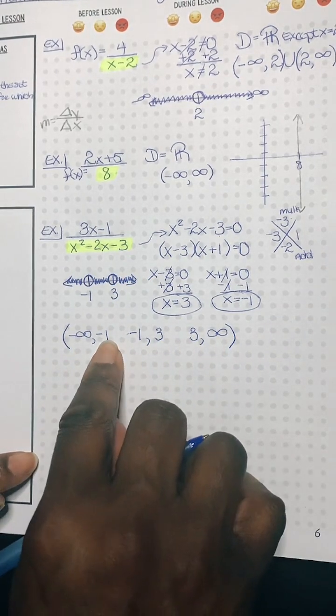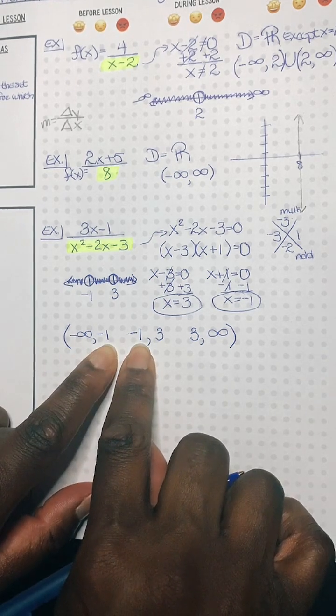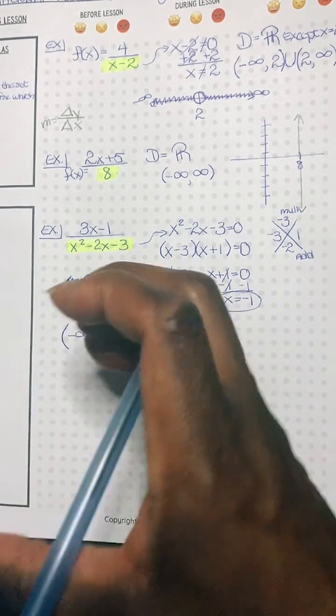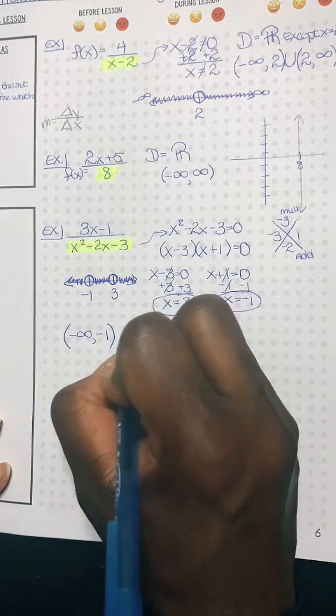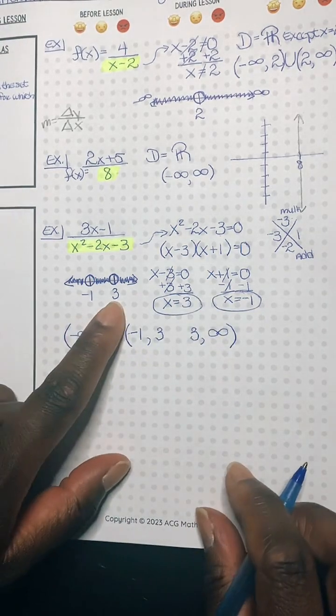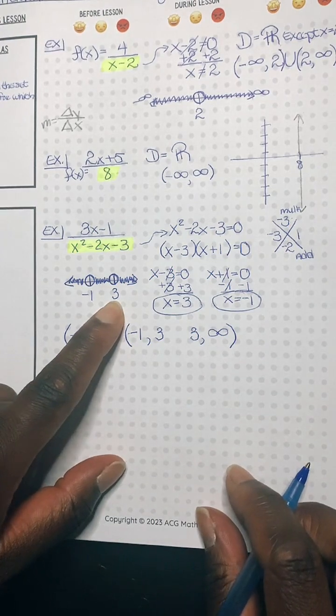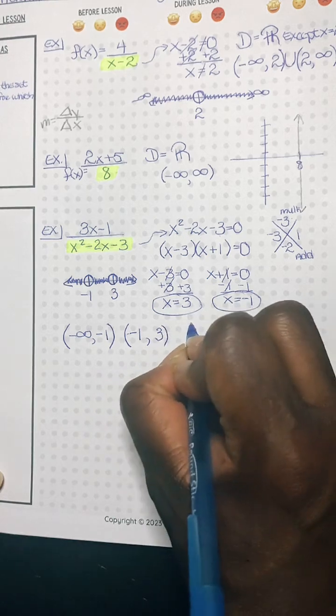Now, since it can't equal -1, that means it's not going to be a bracket, it's going to be a parenthesis. So a parenthesis for this one, parenthesis for that one. And it can't equal 3, so that's not a bracket, that's also a parenthesis.